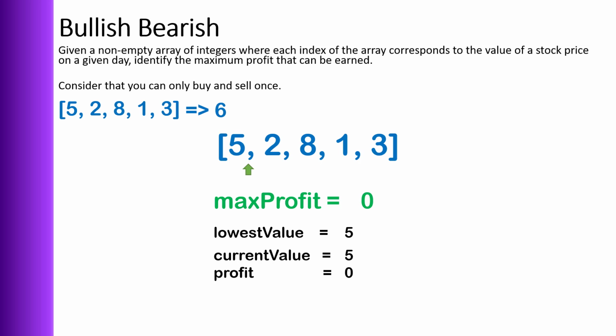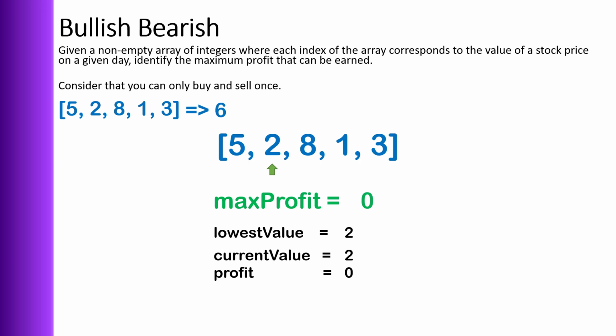So let's move to the second value, which is 2. The current value is 2. Is it lower than the lowest value? Yes. So let's assign it to the lowest value. And then subtract again, current value minus lowest value to get the profit. Since they are the same, profit is 0, max profit is also 0.